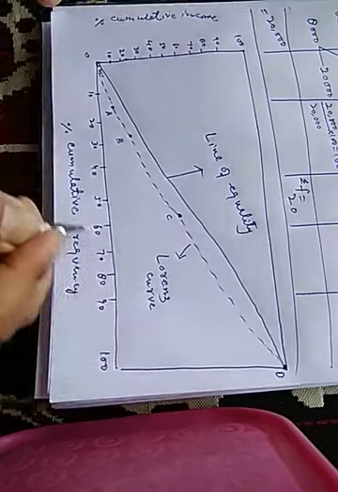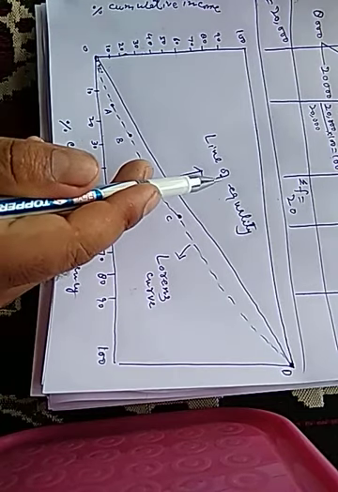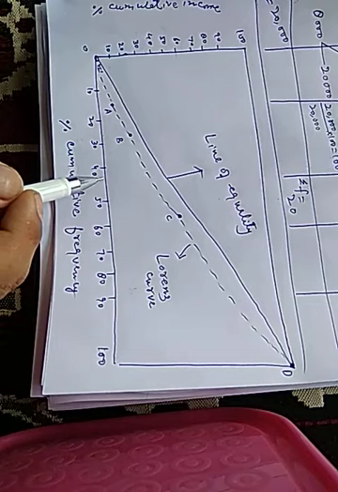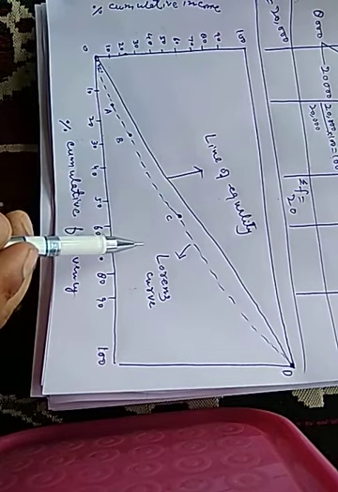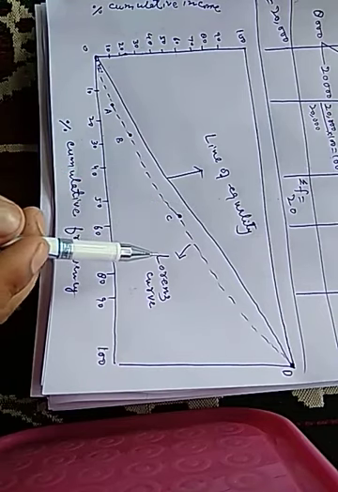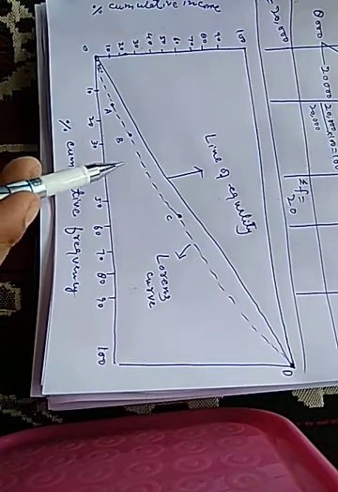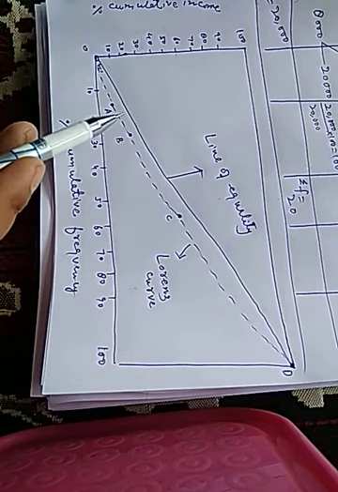Now its interpretation will be, if this Lorenz curve is closer to this line of equality, line of equal distribution, there is low inequality. If this Lorenz curve is away from this line of equality, then there is more inequality. And you can draw more Lorenz curves on the same diagram, depending upon the given data.